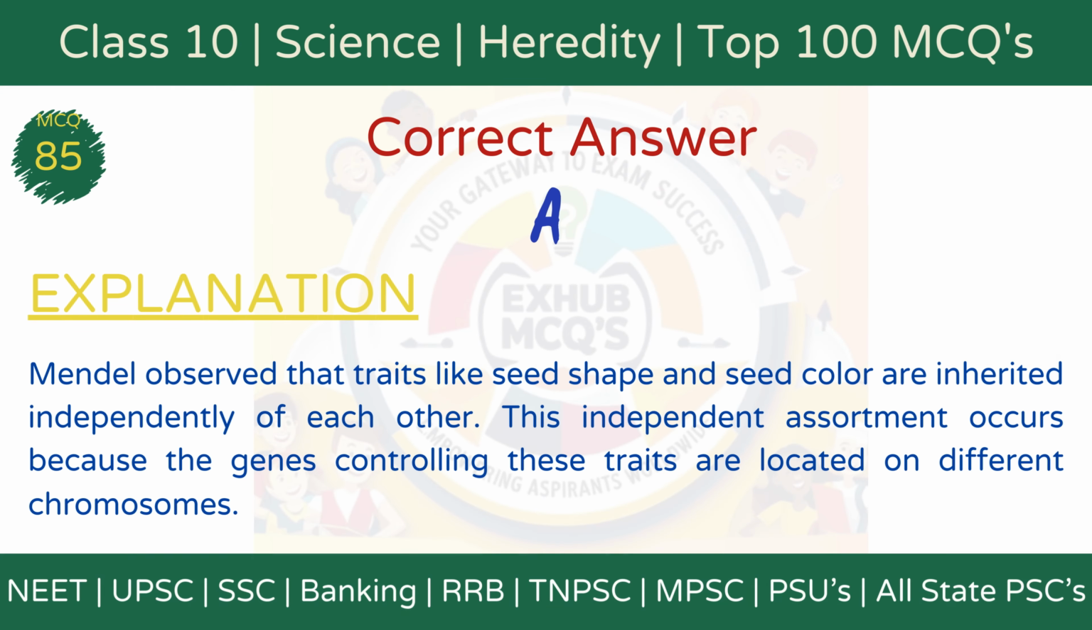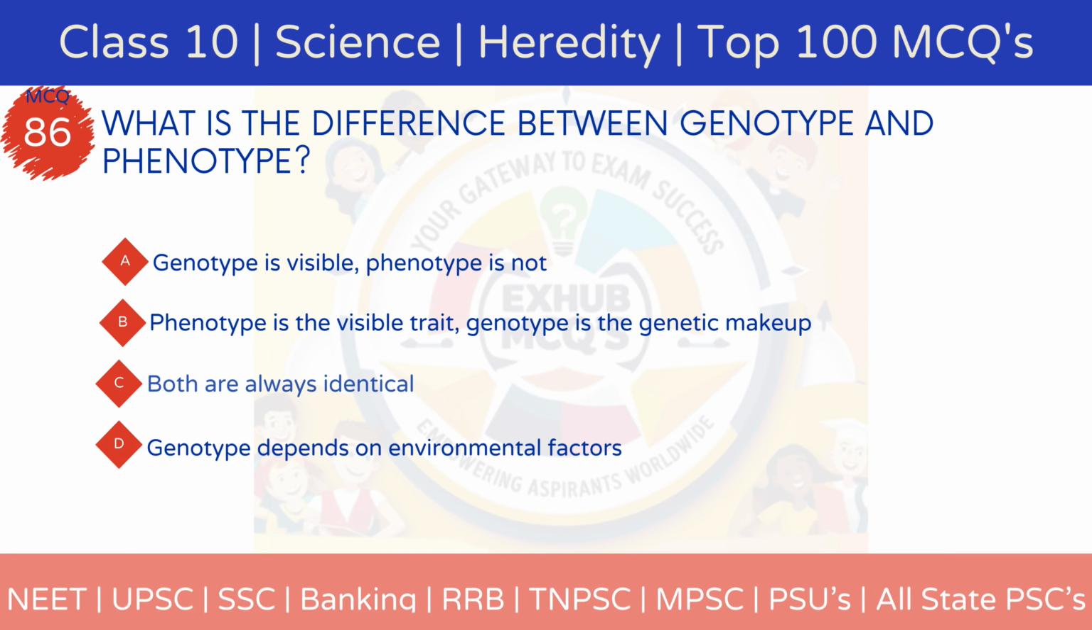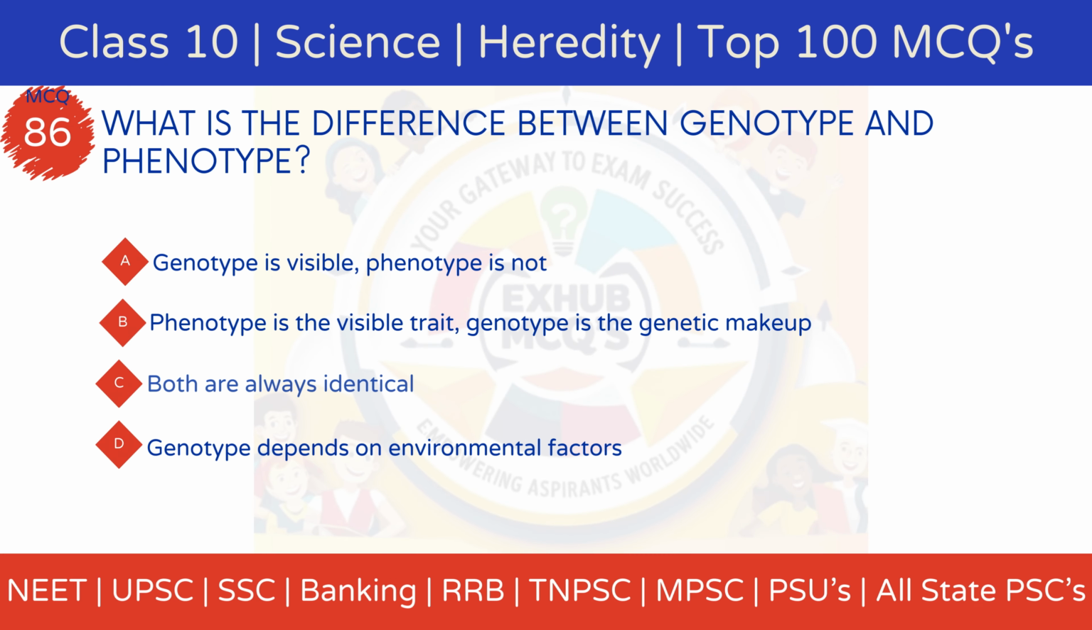The correct answer is option A, independently. Explanation: Mendel observed that traits like seed shape and seed color are inherited independently of each other. This independent assortment occurs because the genes controlling these traits are located on different chromosomes. MCQ 86. What is the difference between genotype and phenotype?